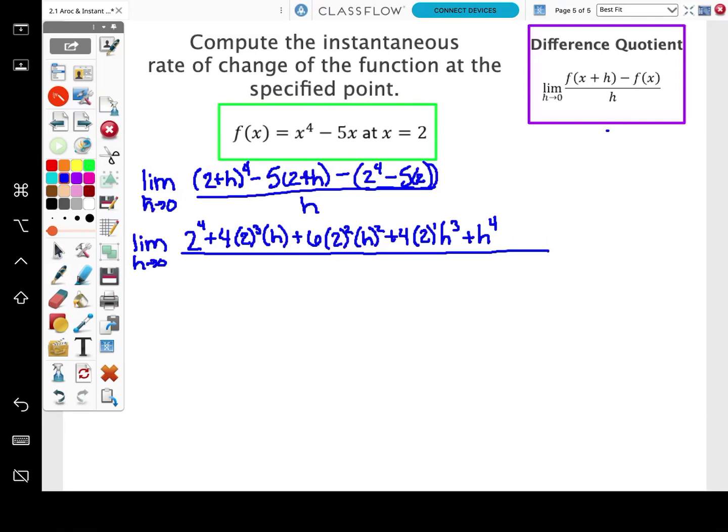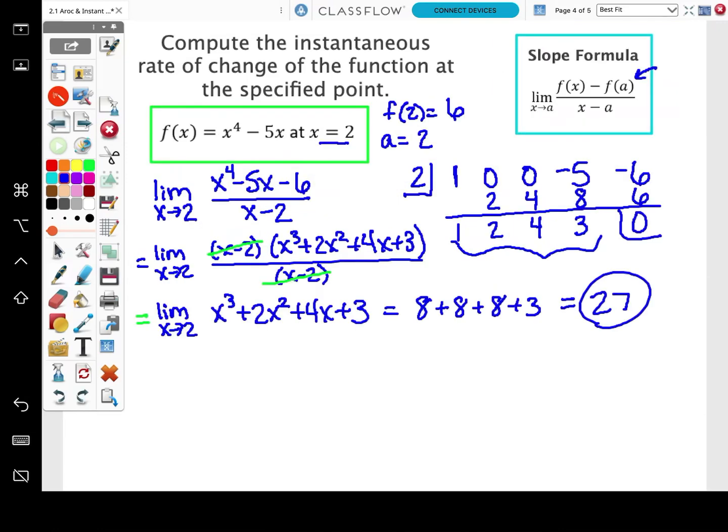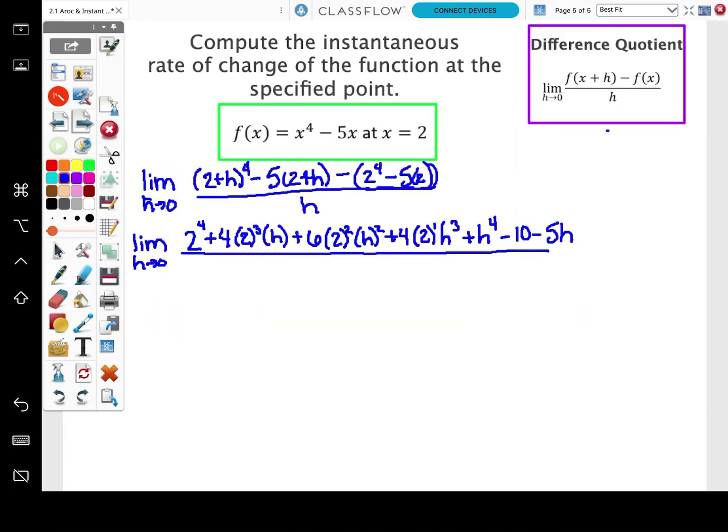Now we're going to subtract 5 times 2 plus h. So that's a minus 10 minus 5h. And if you remember our f of 2 from before, it was 6. Back on this one, we had f of 2 equals 6. So I'm just going to write minus 6 there, all over h.